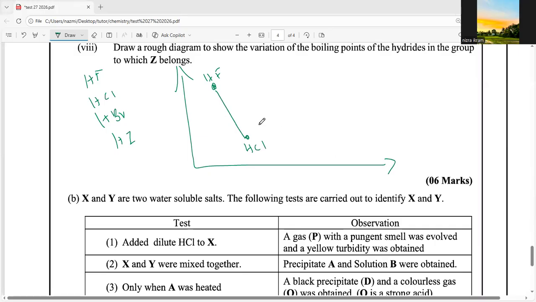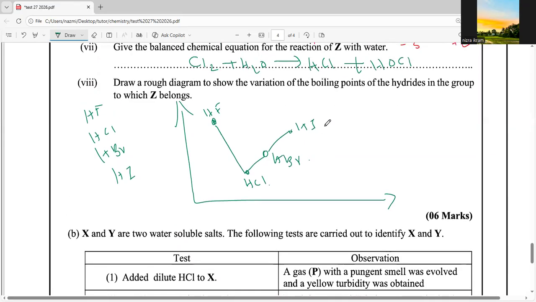HCl, then we have HBr, HI. Now you know why HF's boiling point is highest, right? Because it has hydrogen bonding. Strong interaction, no? Therefore it has a stronger boiling point. And if you take HCl, HBr, HI, all of them have dipole-dipole interactions.